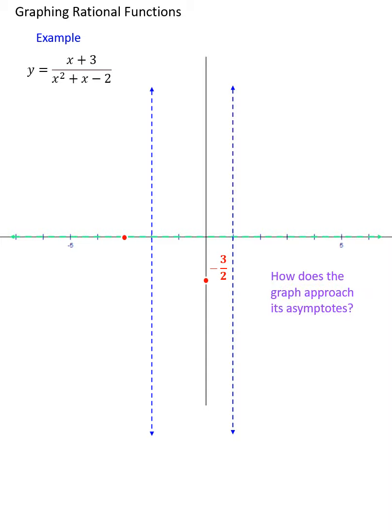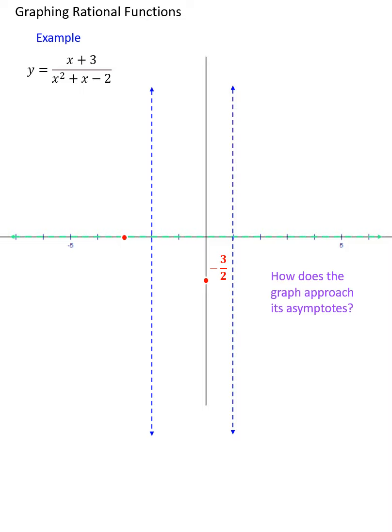Now, I always like to ask myself, how does the graph approach the asymptotes? Because just knowing the 2 points that I know now doesn't really give me the full picture. Now, I could always, in the alternative, just plot random points. By the way, you're always free to do that. No rule says you can't plug in a random x and find out what y is.